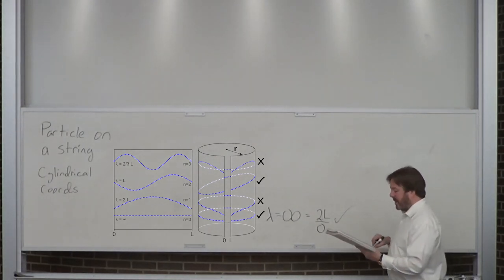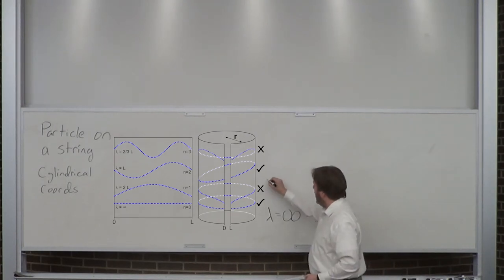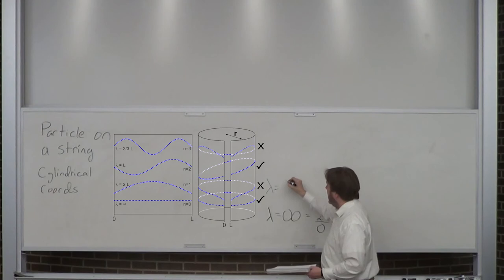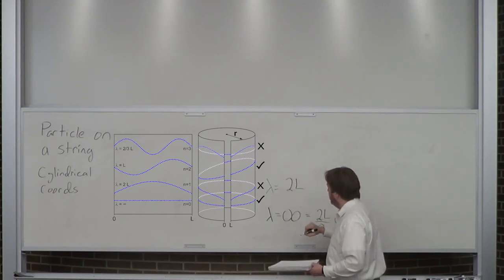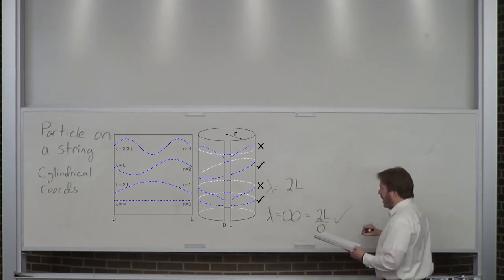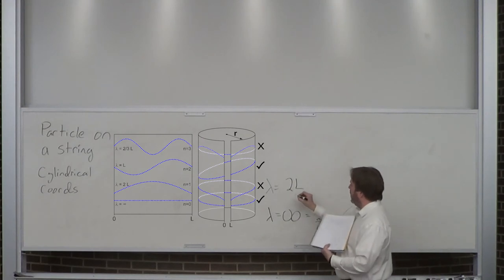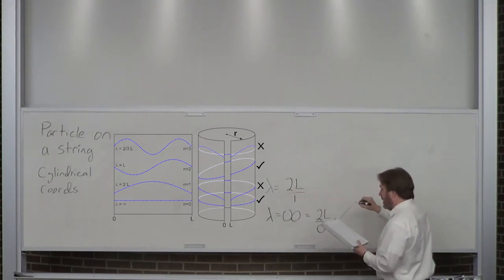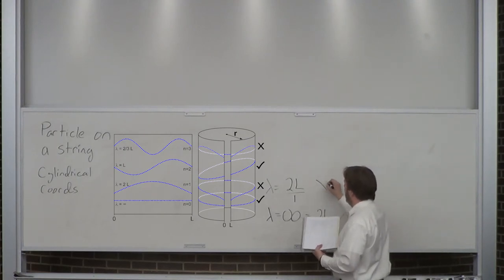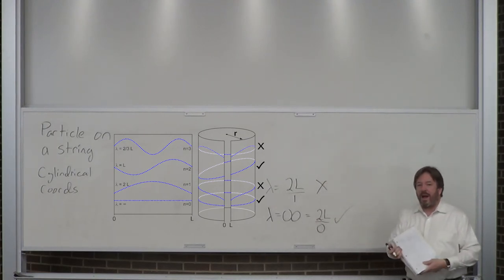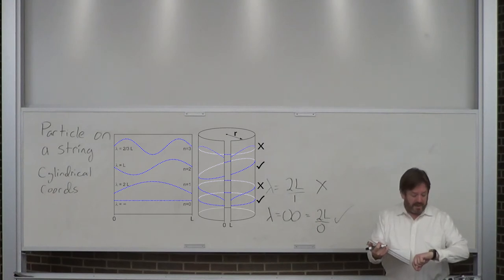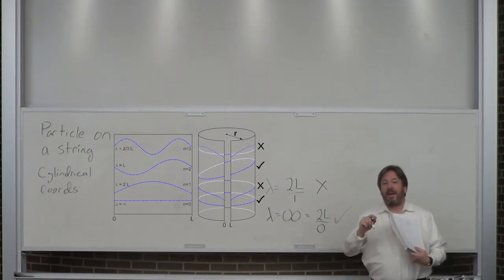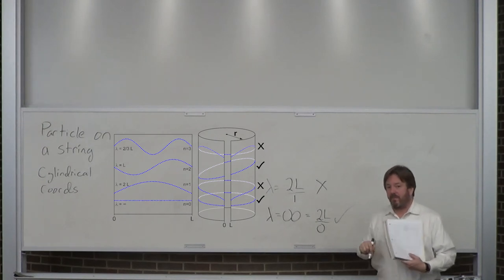Okay, let's look at the next one. From the particle in the box, its wavelength was 2L, and so let's call that 2L over 1, a quantum number of 1. The problem is that it's a no. As you can see in the graphic, it is not smooth and continuous because there's a sharp point. That may be continuous, but it's not smooth.